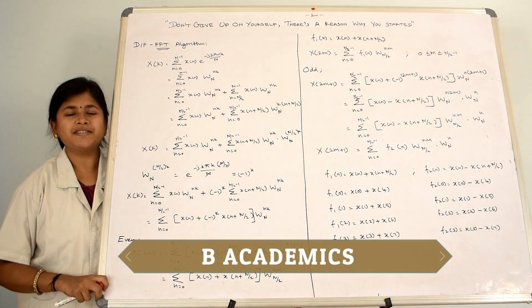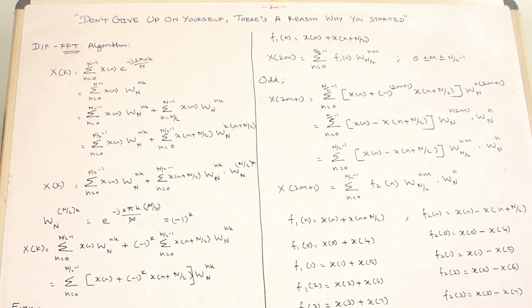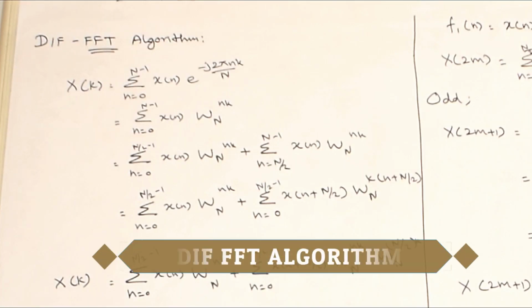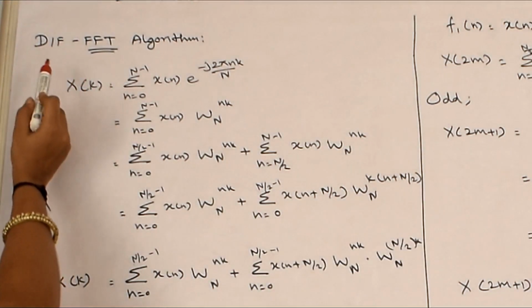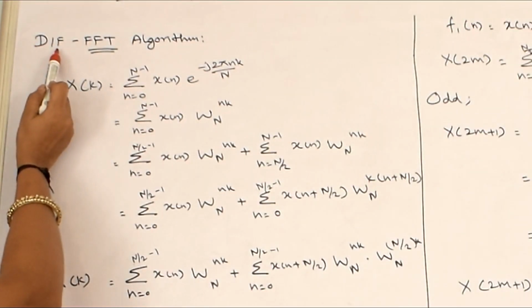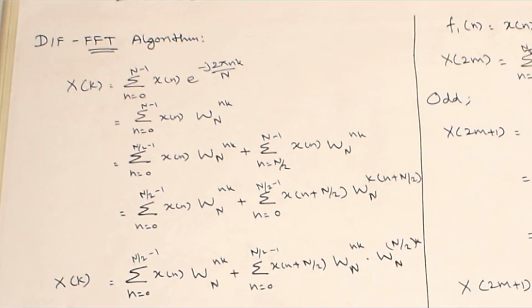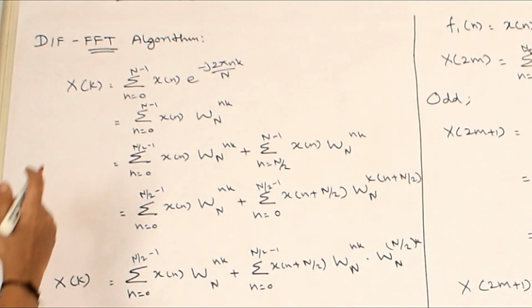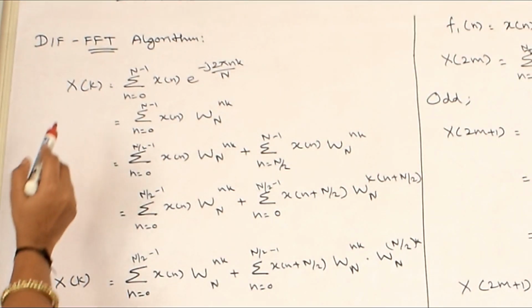Hello all my dear students. In this video we are going to derive the equation for the DIF FFT algorithm. DIF is the decimation in frequency fast Fourier transform algorithm. In decimation in frequency, we are going to decimate the frequency components, whereas in DIT we decimated the time components. Here we are going to decimate the frequency components.